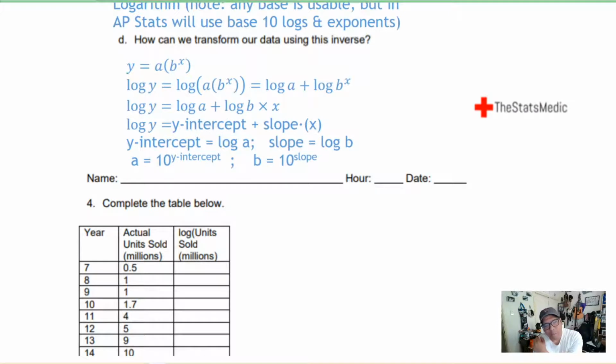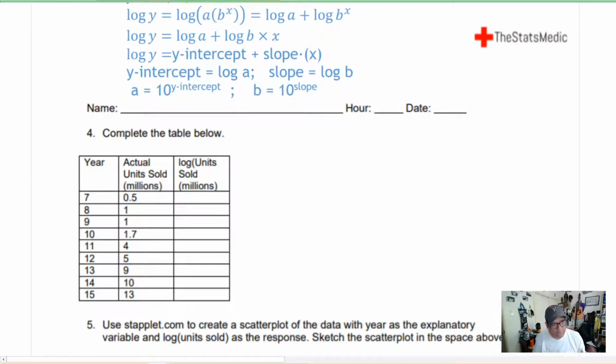This is probably not my favorite way of memorizing this, although you're certainly welcome to memorize this part right here. I take more of an old school mathematical approach and just solve every time. So if you're like me, you can go ahead and do that as well. Okay, let's move on and take a look at our number 4.